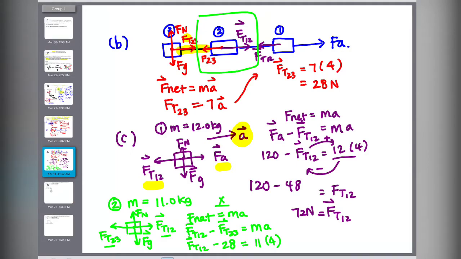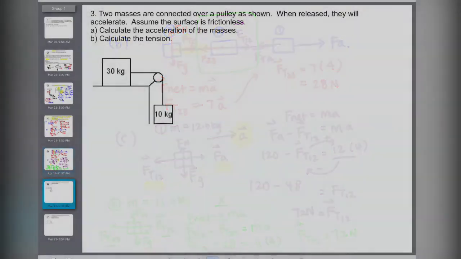And if you punch it in the calculator, so 44 plus 28, you're going to end up with Ft12 also being 72 Newton. Okay, so just know that there are different ways that you can solve for it. As long as you're careful, if your free body diagram is for whatever that object, that's the mass that you'll be using, then you're good to go.